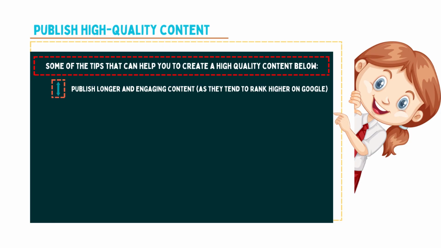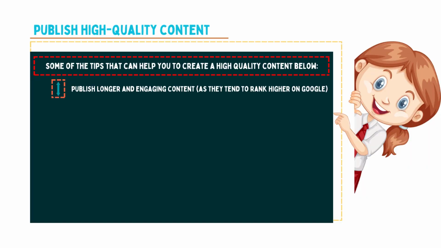The first step is to focus on publishing longer and engaging content. Research has shown that content that is both longer in length and captures readers' attention tends to achieve higher rankings on Google. The reason behind publishing longer and engaging content is that it provides more material to work with. With a greater quantity of content, you have the opportunity to optimize and structure it effectively.